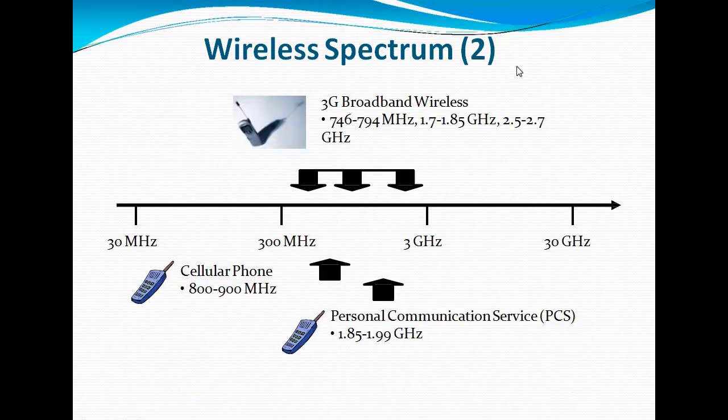So in wireless spectrum 2, it uses 3G broadband wireless services, which cellular phones use at 800 to 900 megahertz, and personal communication services follow 1.85 to 1.99. So these are the frequencies related to the cellular phones, PCs, 3G broadband wireless.